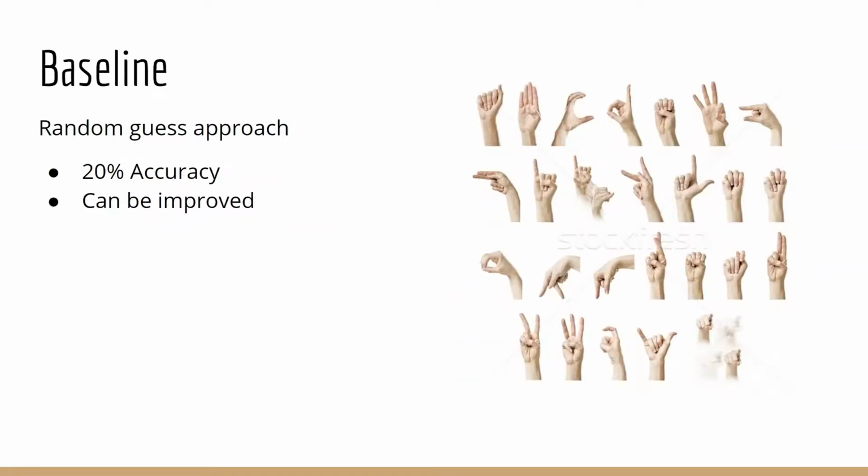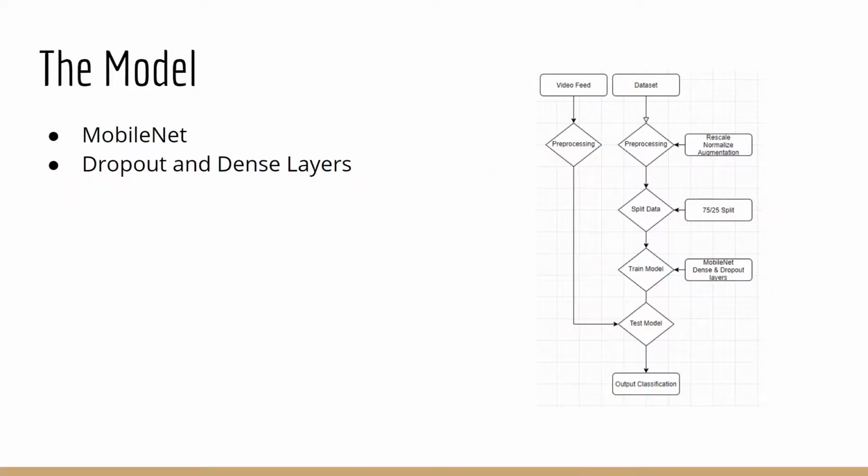The bare minimum for a baseline is a random guess approach. For our project, the base accuracy would only be 25% since there are only 5 classes. This can definitely be improved upon. After the data is pre-processed, it will be split up to test and train our model. Our model starts with MobileNet. We wanted to use a pre-trained model that was quick and efficient because we envision our real-time American Sign Language translator to run on a personal cell phone. MobileNet alone wasn't producing the accuracies we wanted, so we added dense layers that would improve the accuracy. We also added dropout layers to combat overfitting.